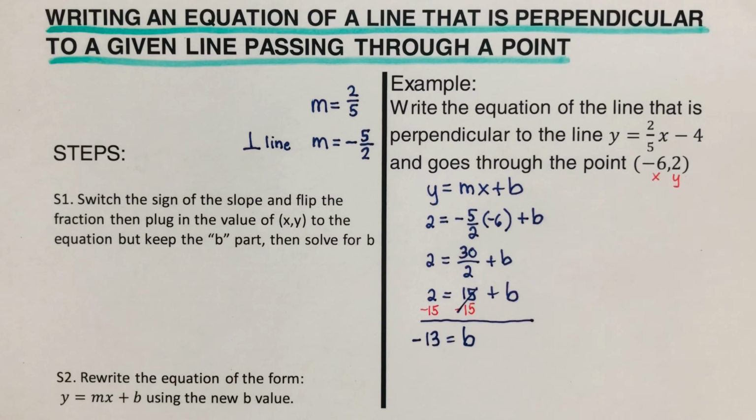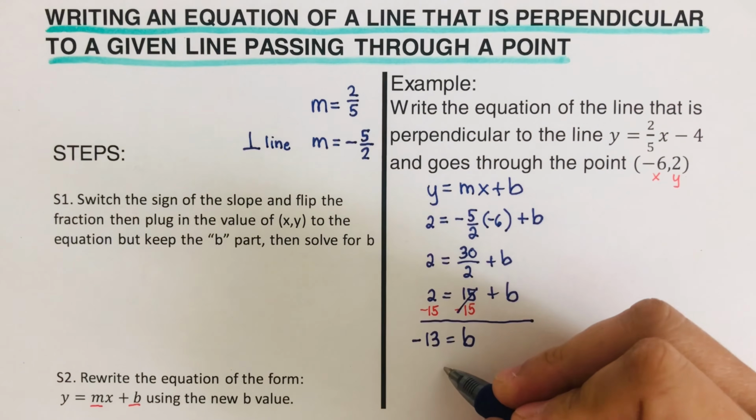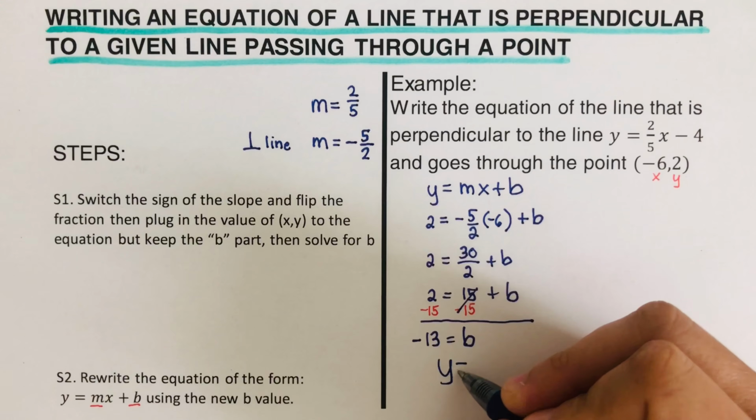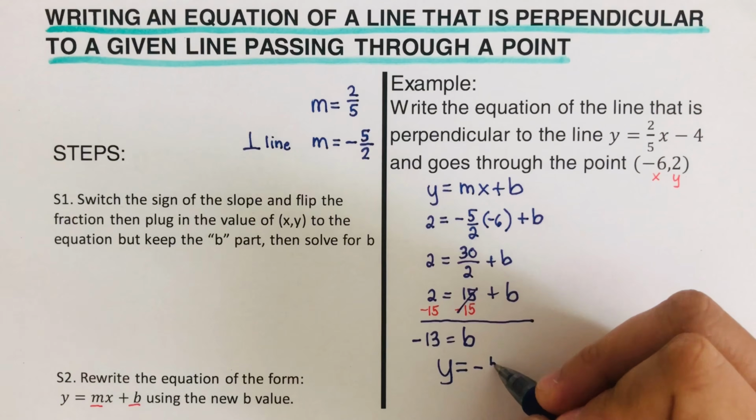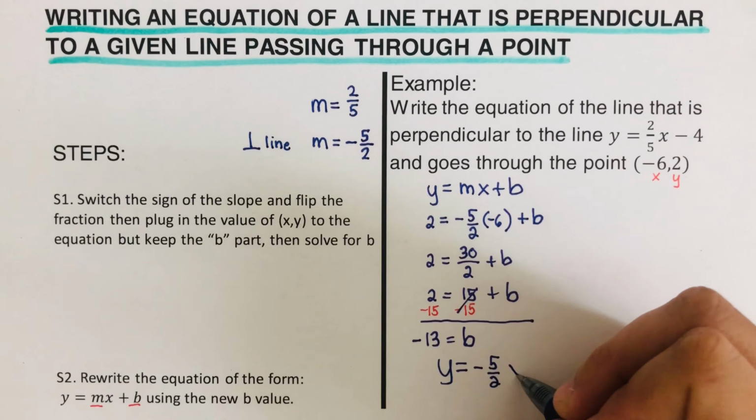And we are now ready to write the equation of that perpendicular line, the line that is perpendicular to this line right here. In order to write that line after we've gone through this first step, we have to change only the m and the b part. So then we can go ahead and write the equation as y equals, our m is -5/2, so -5/2x.